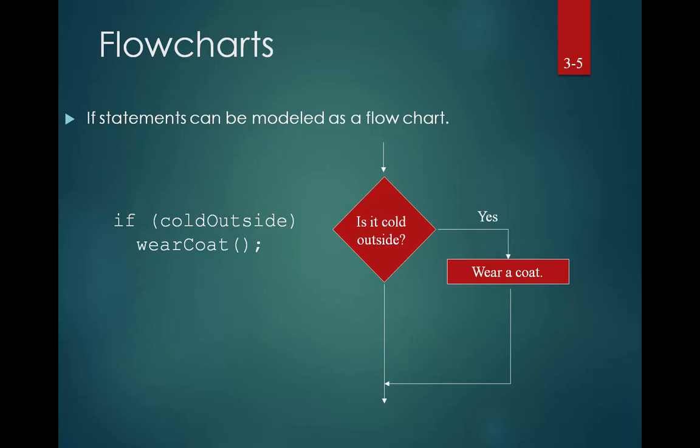So here we have a representation that's called a flowchart, which gives us a way of visualizing how an if statement works. A flowchart is useful because there is a flow to algorithms. We've talked about what an algorithm is before, a step-by-step process for accomplishing some task.